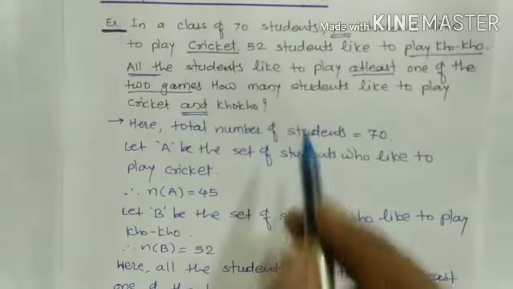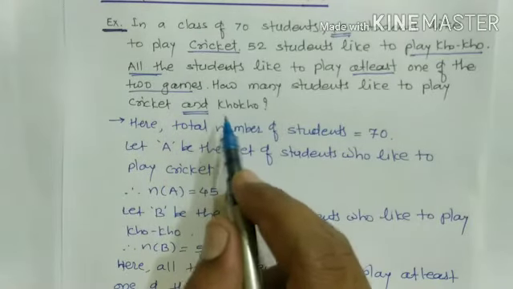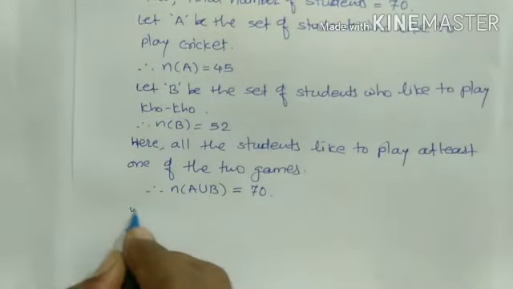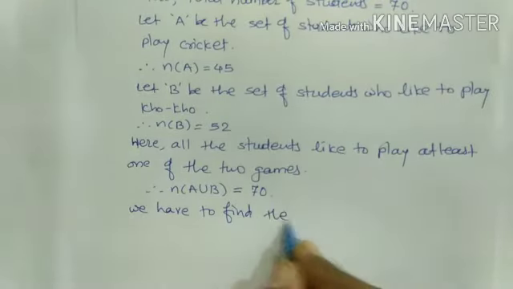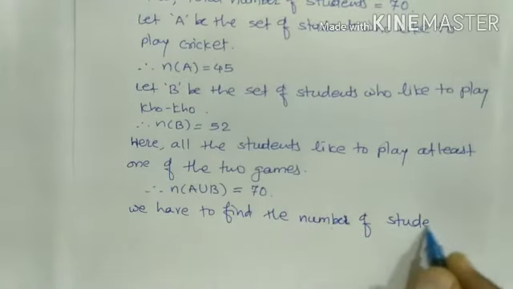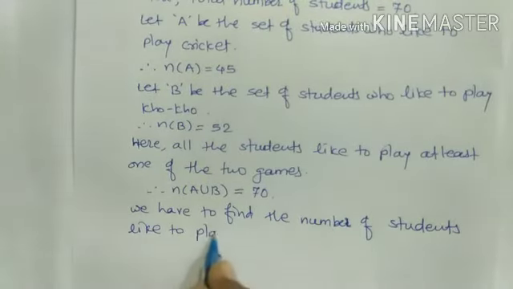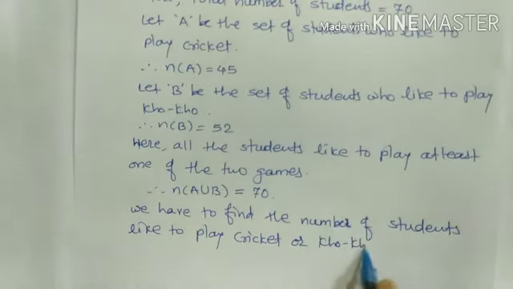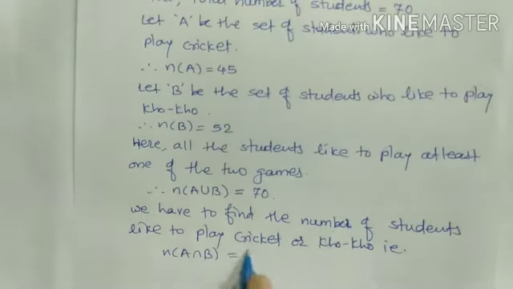And we have to find here how many students like to play cricket and Kho. It means that we have to find A intersection B. Here we have to find the number of students who like to play cricket and Kho. That is, number of A intersection B equals to what?